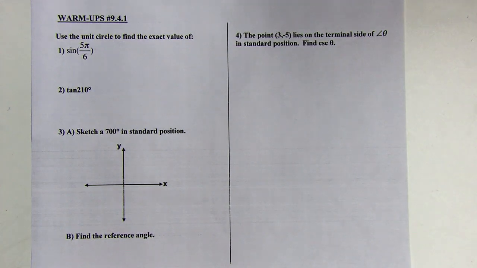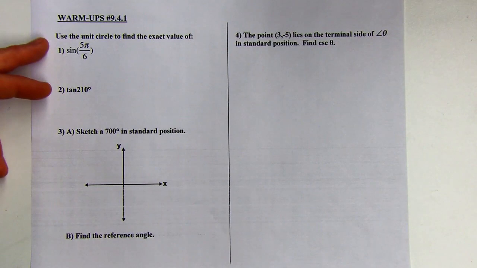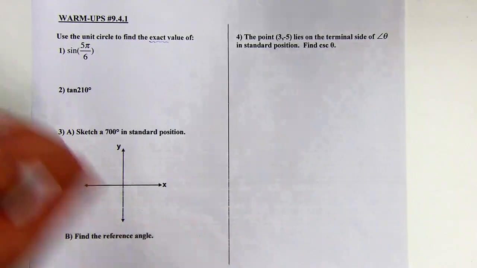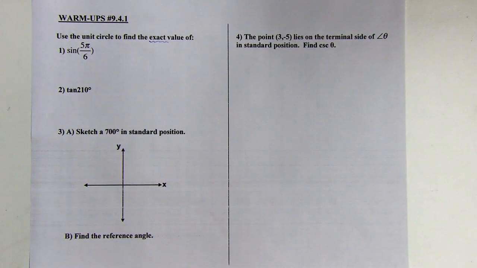Okay, here is warm-up 9.4.1. First two problems say use the unit circle to find the exact value of these two different things. Okay, so I could type these into calculators, but they won't necessarily be exact. So exact means I want simple radical form and not a decimal approximation. Sometimes you will get exact answers if you just plug them into your calculator.